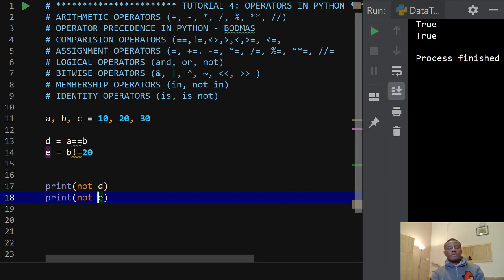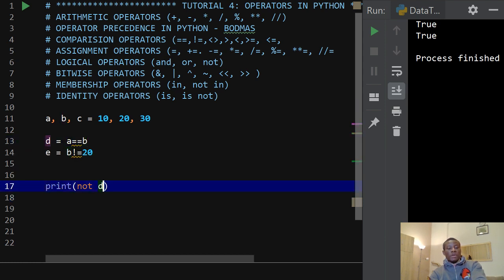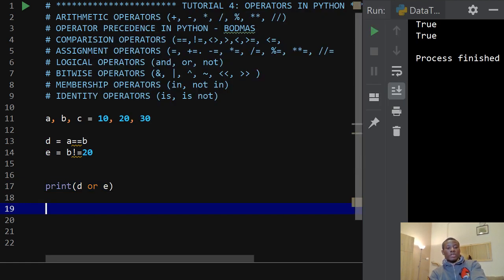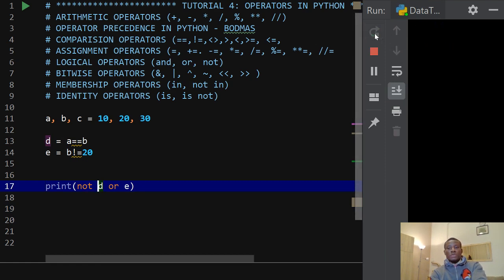So let's look at another operator, OR. So we have D and E. We already know what D and E are. D is equal to false, E is equal to false as well. So when we say D or E, it is going to return true if either of the two of them is true. So it's false, but if I use not D here, it's going to return true because D is false, therefore not D is going to be true.